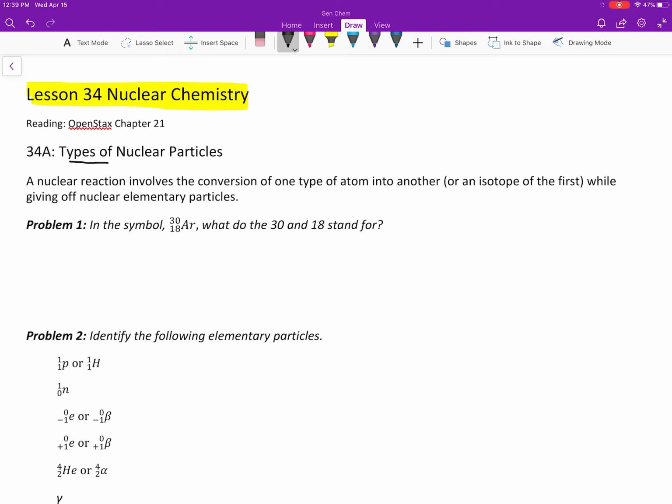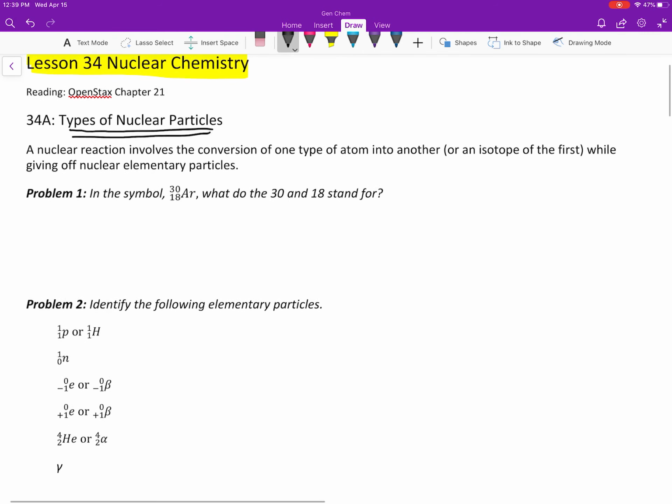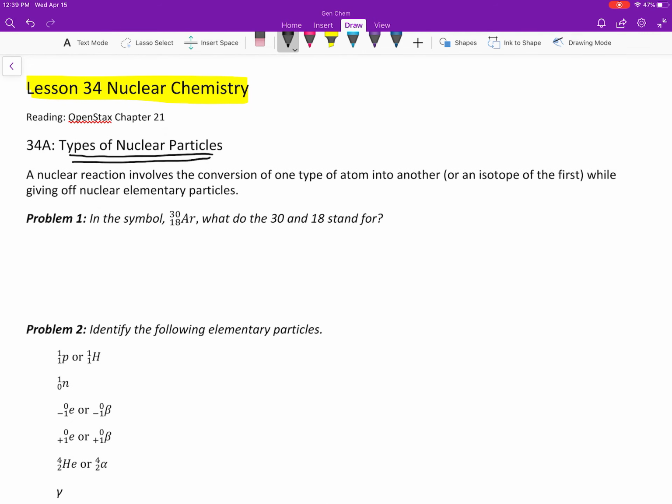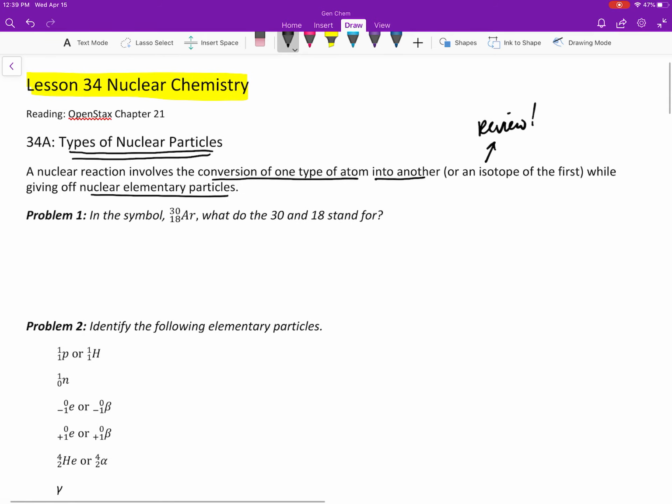So first we're going to talk about types of nuclear particles. We're going to have 5 different types of particles. One of them is going to be an energy ray beam, so a little bit different. So a nuclear reaction involves the conversion of one type of atom into another. So usually it's something heavier into something lighter. Or it can convert into an isotope of the first. So we could go from like carbon to carbon, but they're different isotopes. And remember, review the isotope definition if you can't remember. While giving off a nuclear elementary particle, which is what we're going to talk about, these different types.